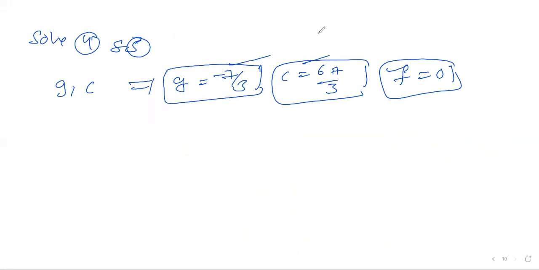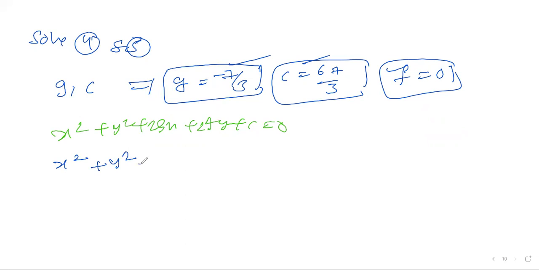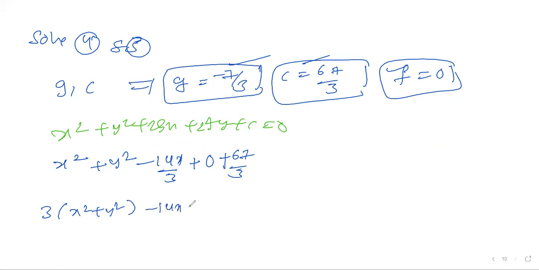So what is the framing equation now? Let us try writing it out. The equation is x square plus y square plus 2gx plus 2fy plus c is equal to 0. Just substitute all the values here. So what is the equation now? x square plus y square plus 2gx, that is minus 14x/3, f is 0, and plus 67/3. Clear? Okay. After that, you can take 3 common: 3x square plus 3y square minus 14x plus 67 is equal to 0.